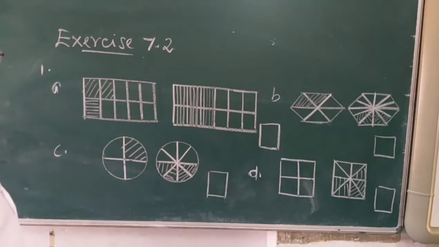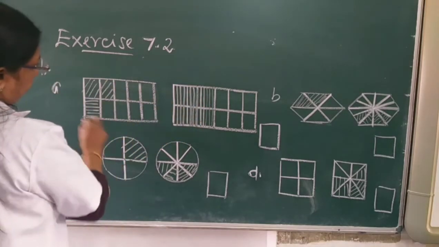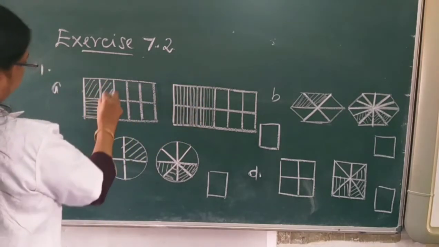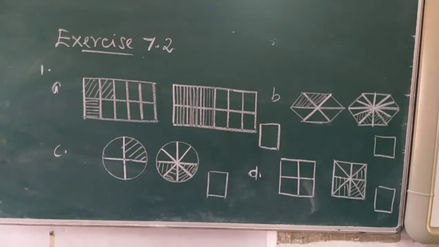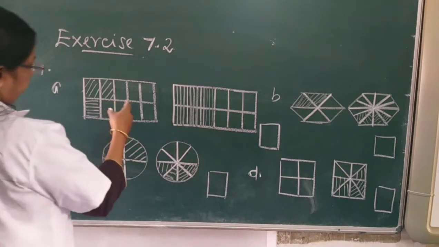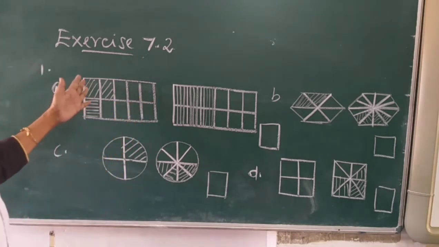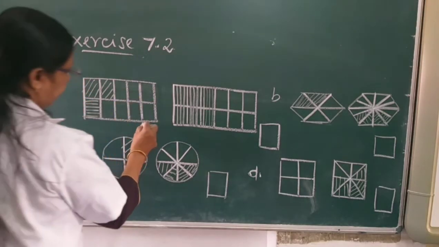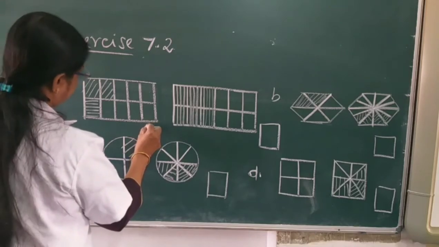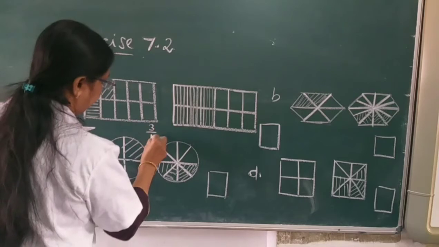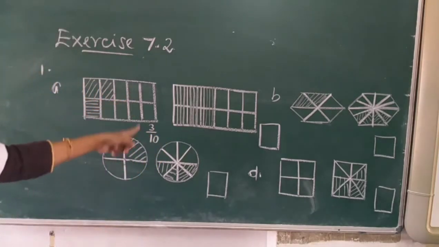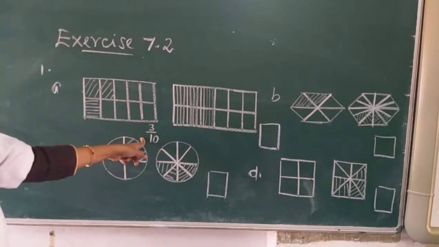Here are some figures. See how many equal parts are here? 1, 2, 3, 4, 5, 6, 7, 8, 9, 10. 10 equal parts. First you write the fraction. And out of this 10, how many are shaded? 3. That means this represents what? 3 by 10. Isn't it? This fraction represents 3 by 10.